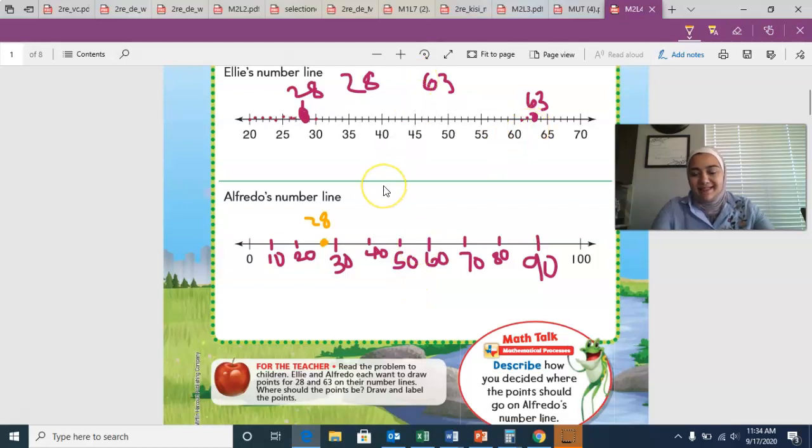If I'm drawing the number 63, I would write 63 between 60 and 70, but would I write it closer to the 60 or closer to the 70? 63 would be closer to the 60. Very good. It's 3 tick marks away from 60. So this would be 63. That's how that would look. All right, let's move on.